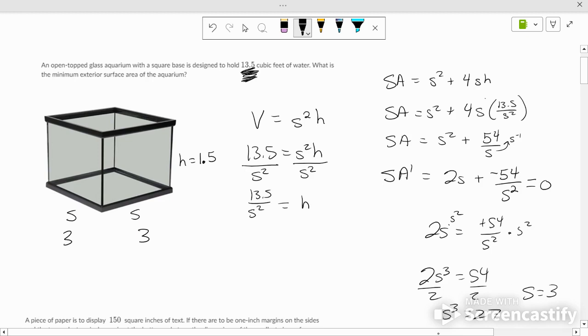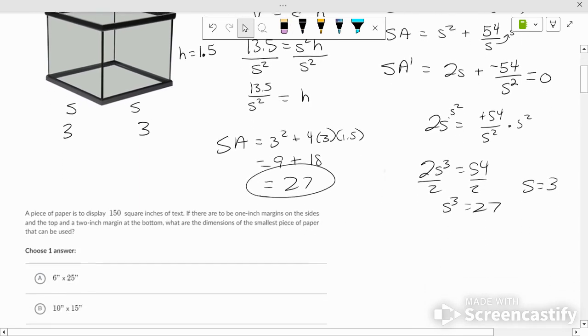What's 13 and a half divided by 9? 1.5. Exactly. So, what is the surface area of this? Well, we can just plug it in here. Surface area equals 3 squared plus 4 times 3 times 1.5, or 9 plus 12 times 1.5, which is 18. So the surface area is 27. That's what the surface area happens to be at a minimum. So if you build it 3 by 3 by 1.5, you're saving the most money possible in building supplies.